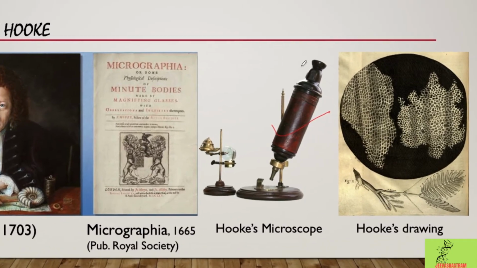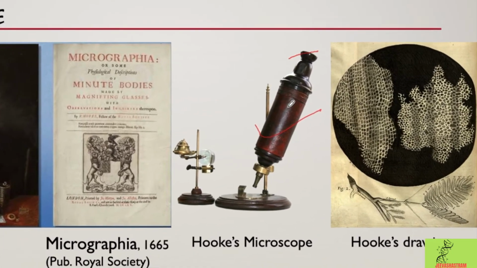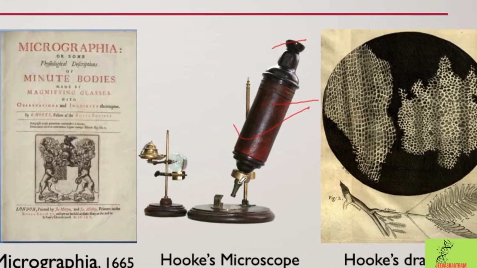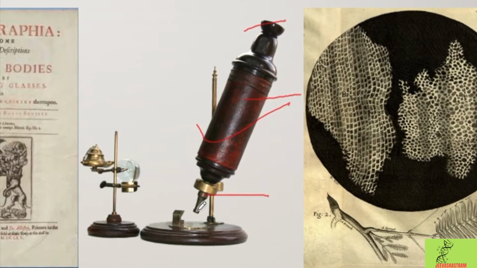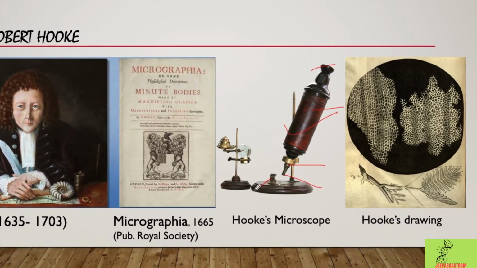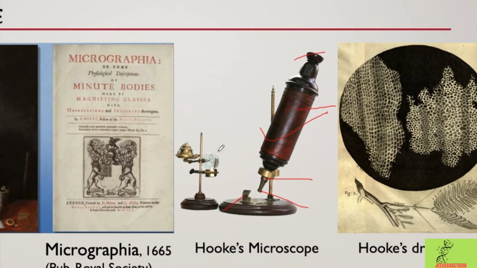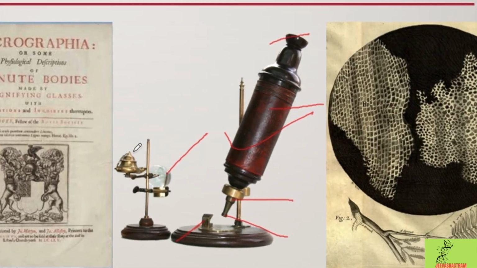This is the eyepiece of the microscope. This is the barrel. This is the focusing screw, and this is the objective. And this is the specimen holder. You can place your specimen here. This is the water flask, and this is the oil lamp.